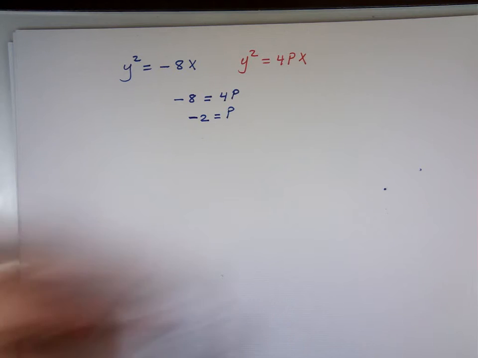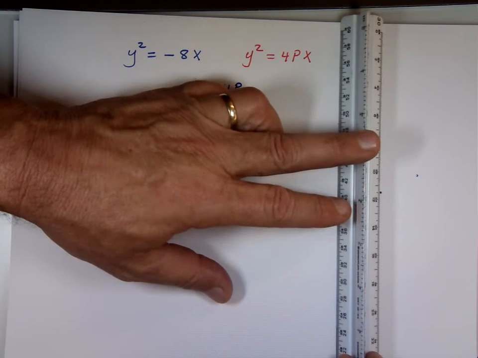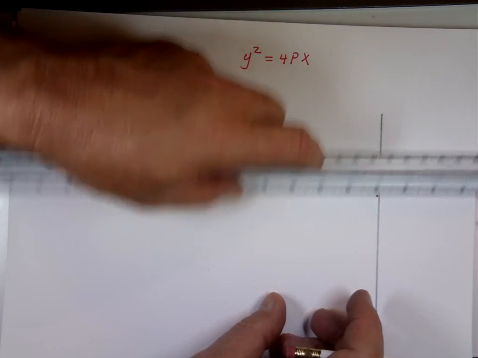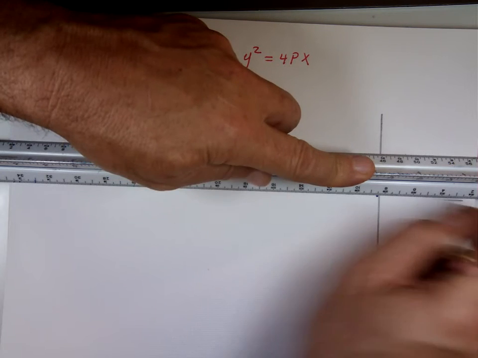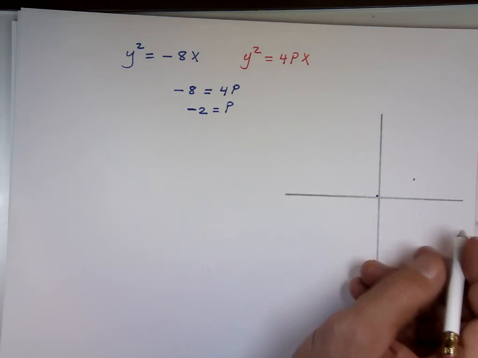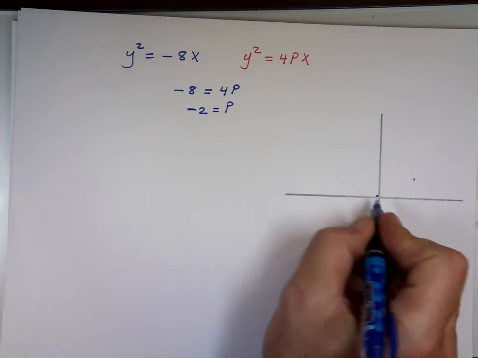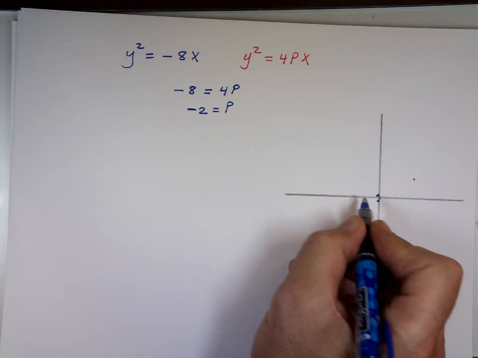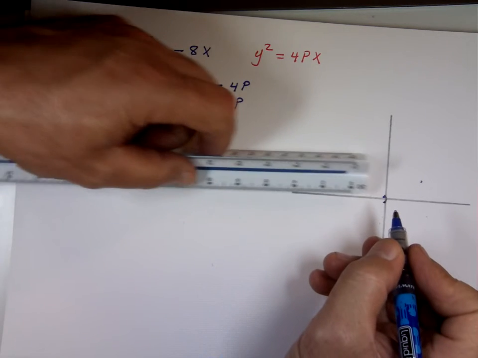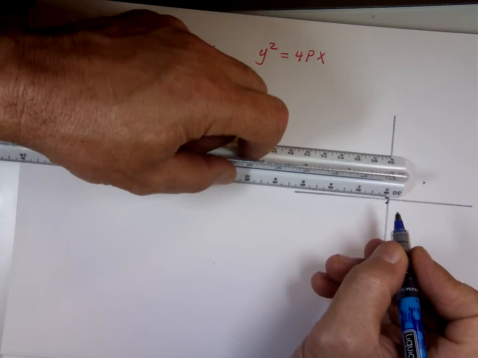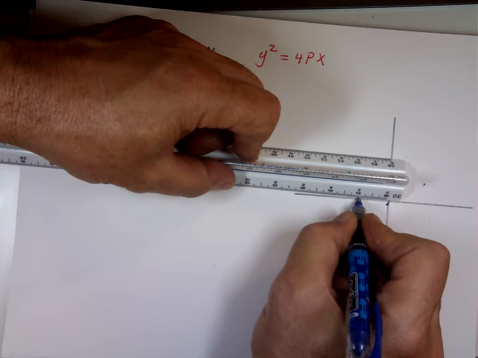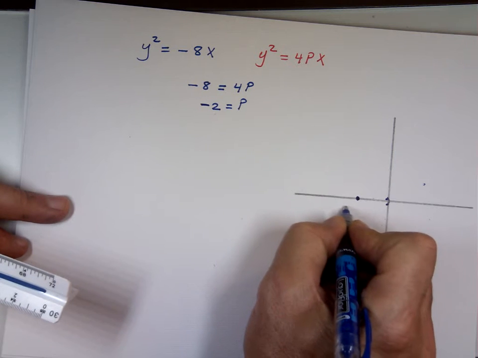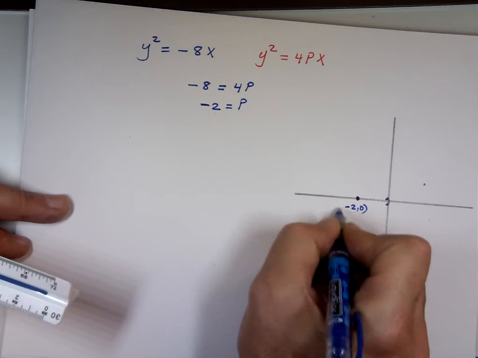Now let me graph it. Then it's negative. I know it's going to open which way? To the left, right? So the graph of the sun is going to be here. So my focal point is going to be 2 units to the left. Let me use my ruler here. I'll use half and half. That's 2 units to the left. That's where the focal point is.